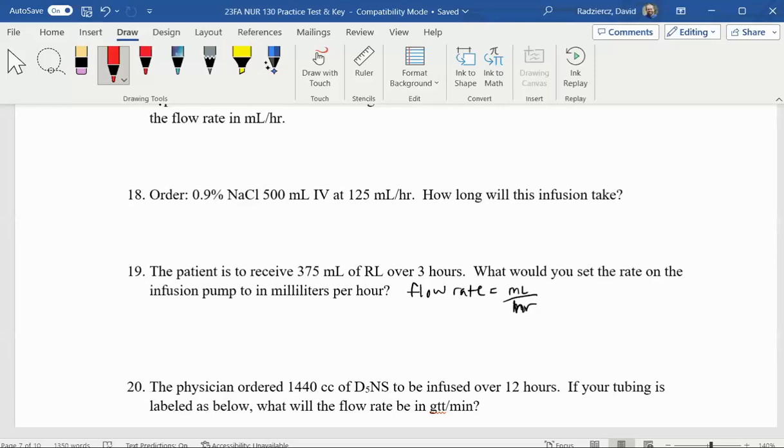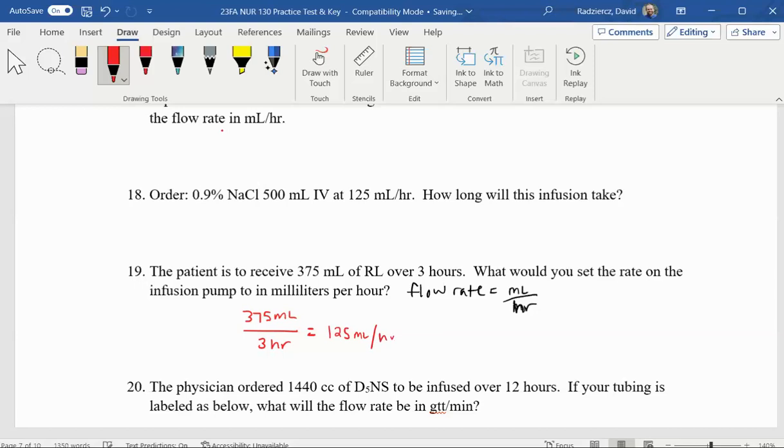So for this one here, it says the patient is to receive 375 milliliters of RL, which stands for Ringer's lactate, over 3 hours. What would you set the rate on the infusion pump to in milliliters per hour? What you're going to do is take your volume, 375 milliliters, over time, 3 hours. Then you might be wondering, well, what do I multiply by? We don't multiply by anything. You just reduce it. So 375 divided by 3, and you're going to get 125 milliliters per hour.